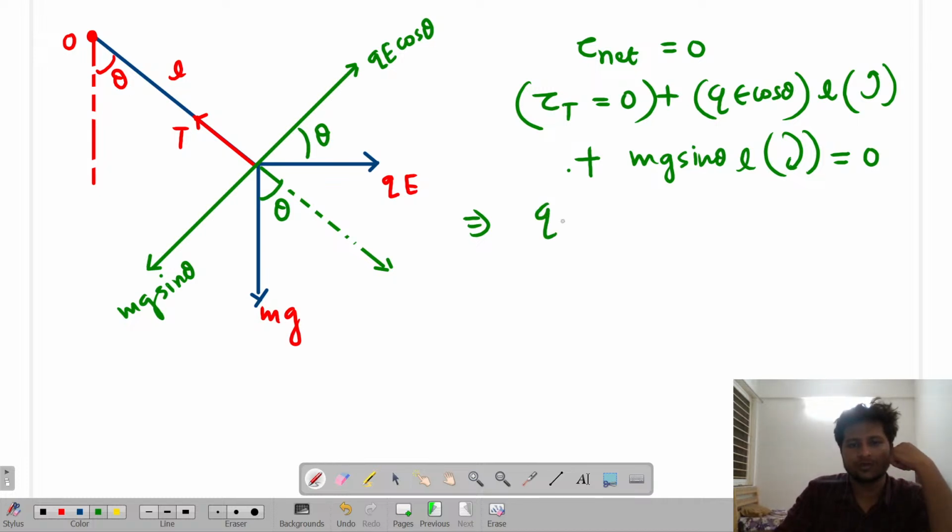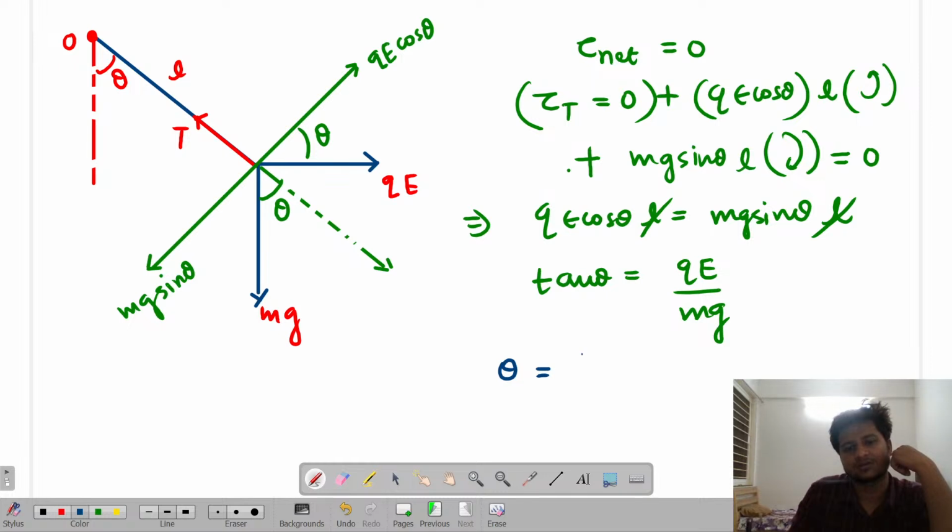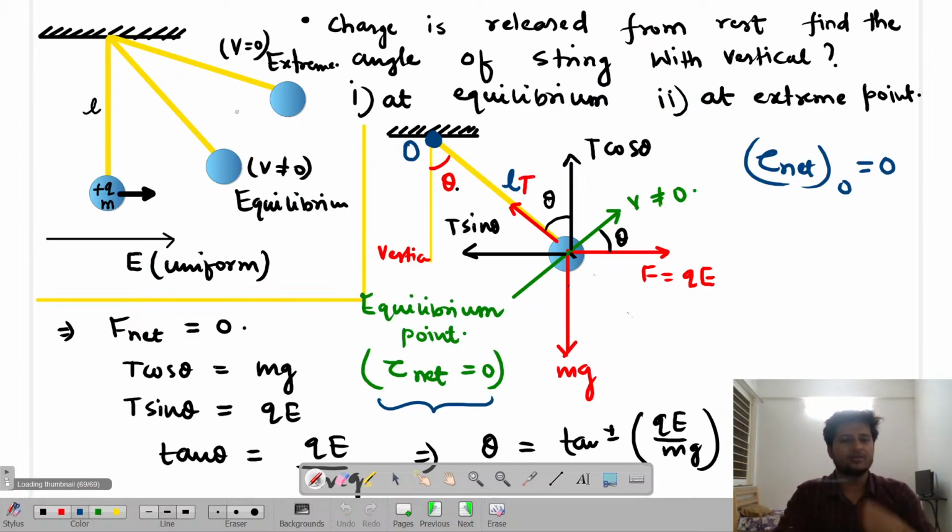QE cos theta into length L is equal to mg sin theta into length L, and L cancels, so tan theta is equal to QE by mg. And this is the correct procedure actually, this is the perfect procedure. We are getting the same answer, but this is the correct procedure, that whenever you are finding the equilibrium in case of a rotation, you should make torque net equal to 0.